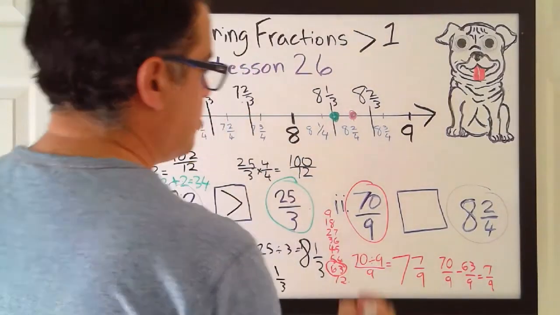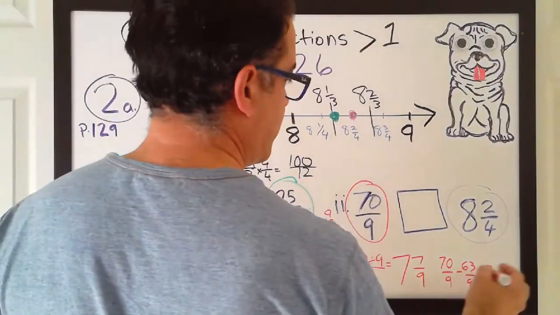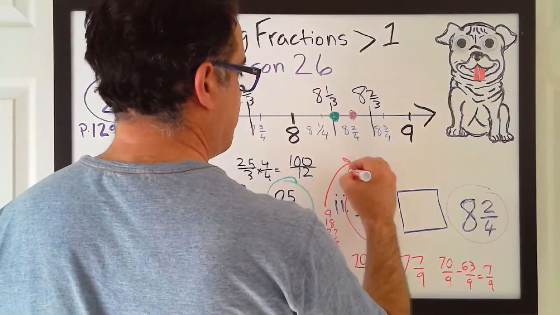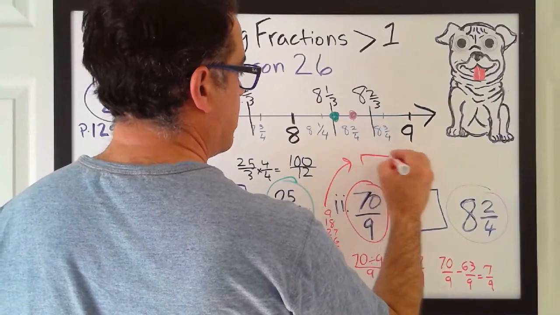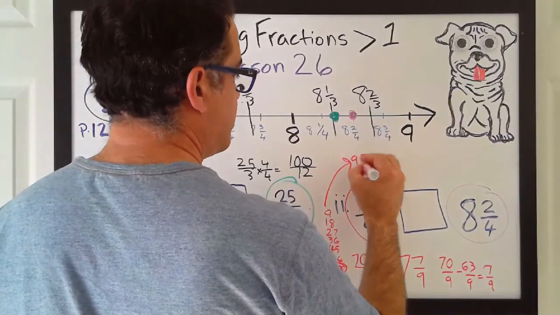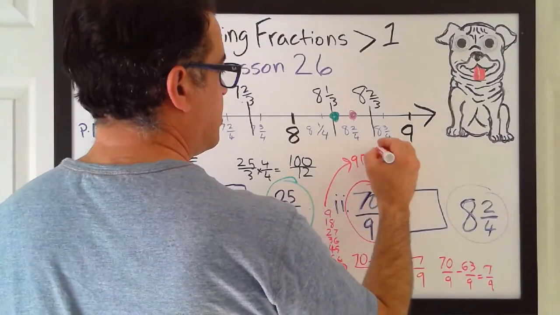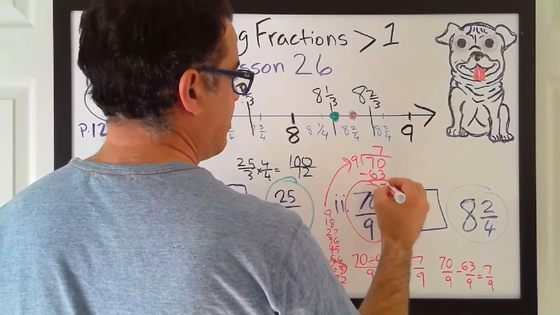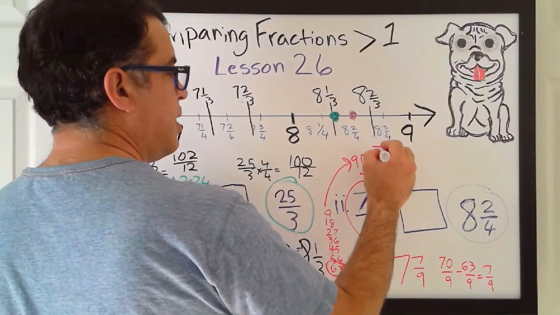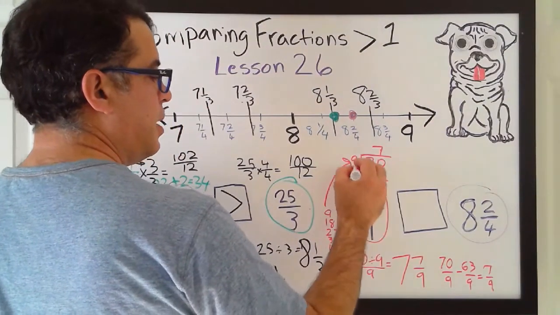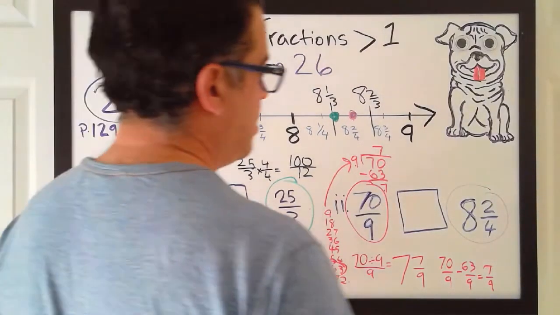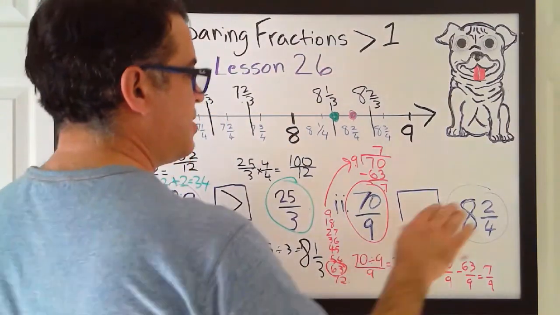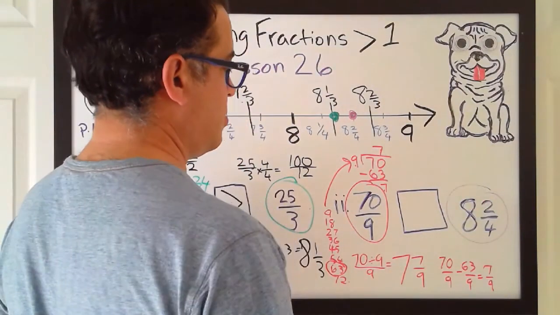I can also show you the division problem. So let me do that up here. We're dividing 9 into 70. 7 times 9 is 63. I have 7 left over, so that's 7 and 7 ninths. Okay, I have 7 and 7 ninths and 8 and 2/4.